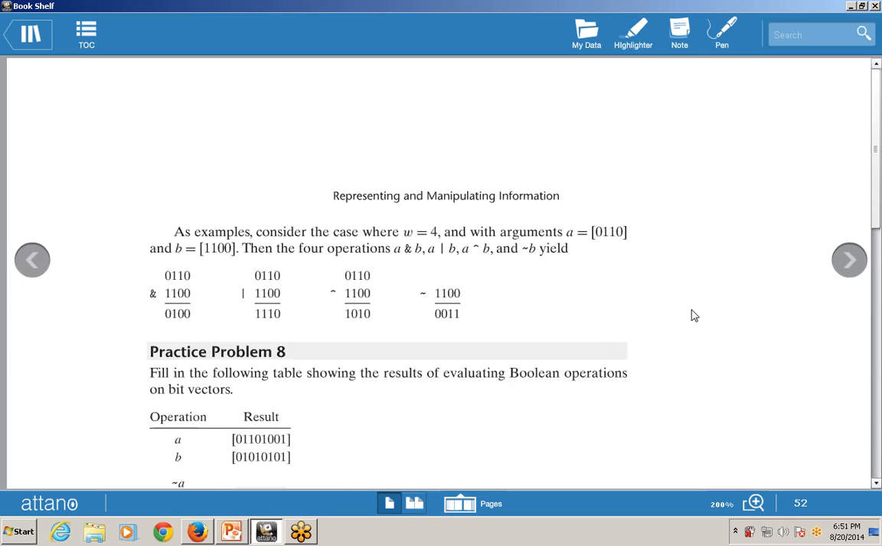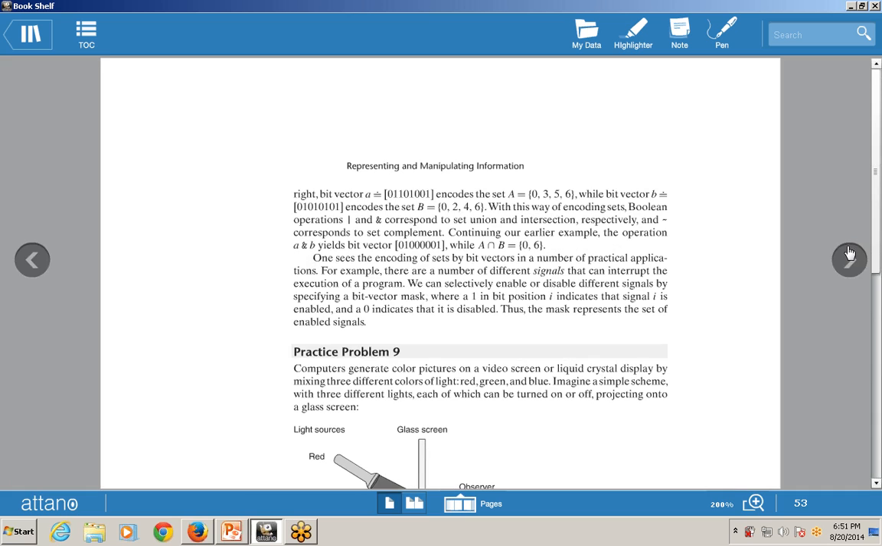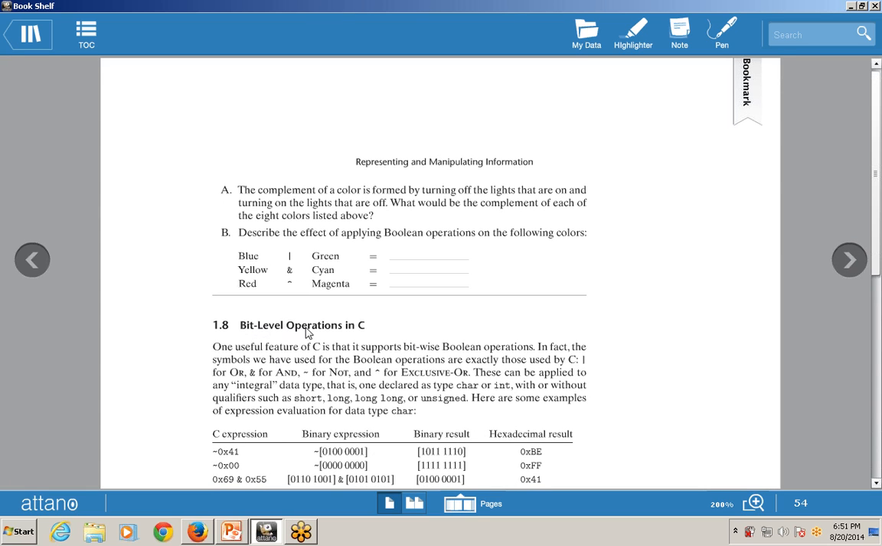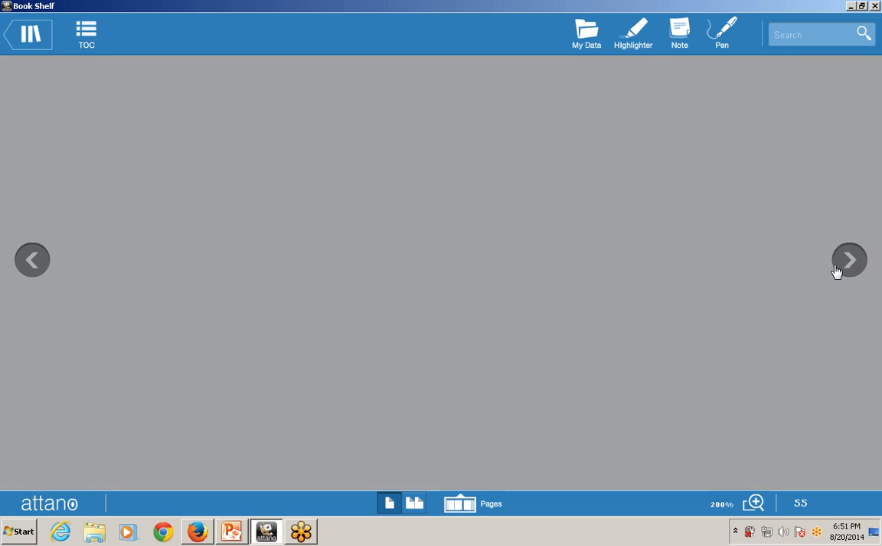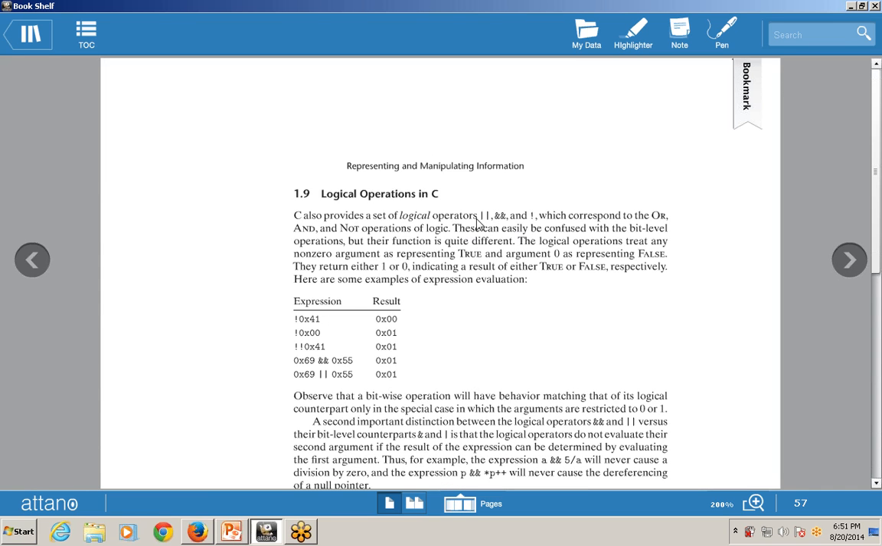Introduction to Boolean algebra. Doing this operation, this is AND, OR, exclusive OR and NOT operator. These are the practice exercises. Then we also talked about bit level operations in C. Then we also talked about logical operators, that is AND, OR, and NOT.